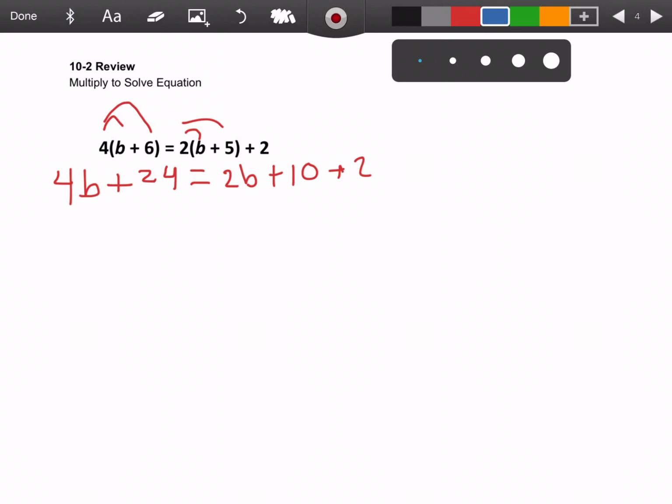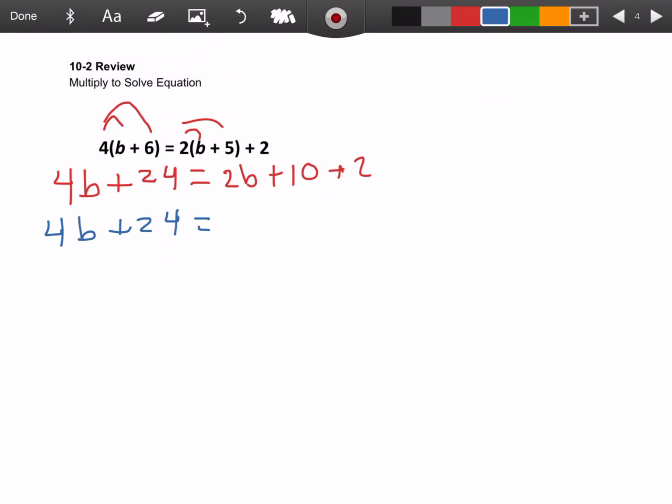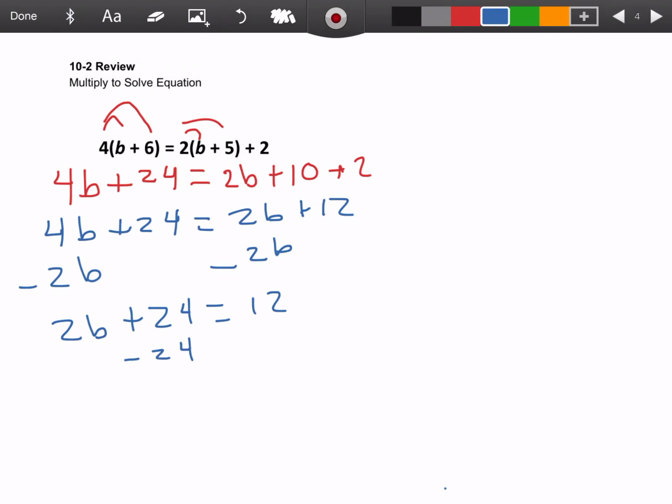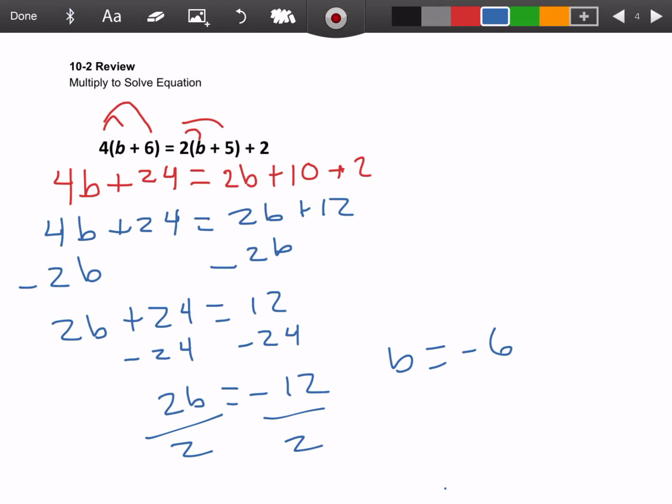So then the next step I would just leave the left-hand side alone, 4b plus 24. And then here we'd have 2b plus 12. Okay? Then what I would do is I would subtract 2b on both sides. And we would get 4b minus 2b. That would be 2b. Sorry, it kind of looks like a 26, but 24 equals 12. Here we would subtract 24 on both sides. We get 2b equals negative 12. And then divide by 2. Divide by 2. Here we would get b equals negative 6.